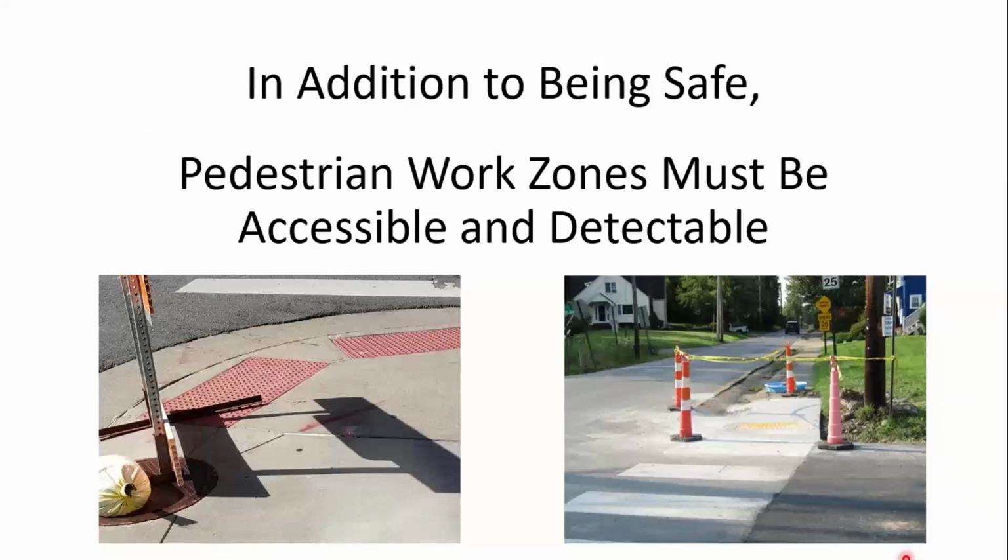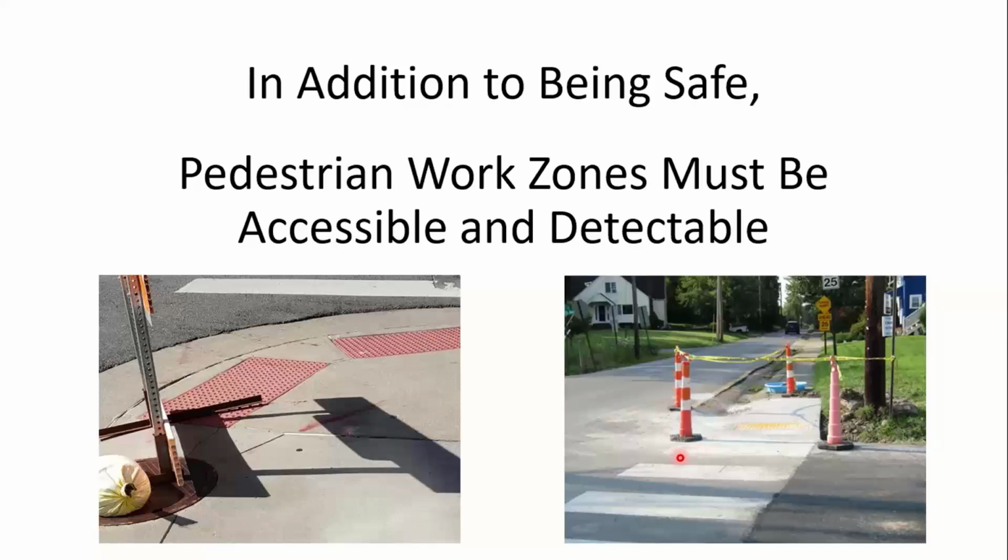In addition to being safe, pedestrian work zones must be accessible and detectable. We don't have time to go into detail on that today, but Part 6 of the MUTCD and Chapter 3 of PROWAG talk about the need for pedestrian work zones to be accessible and detectable. Notice this one on the right here, use of yellow caution tape. This is not a detectable work zone. Someone with a cane will walk into that work zone before this caution tape wraps around their chest.